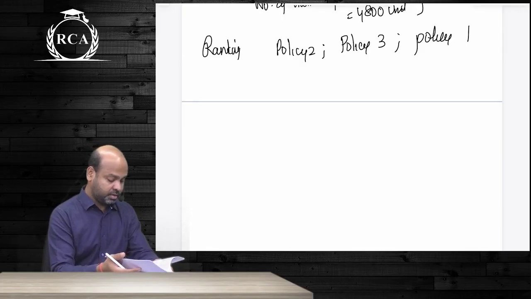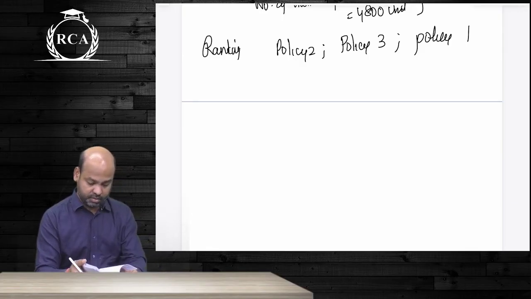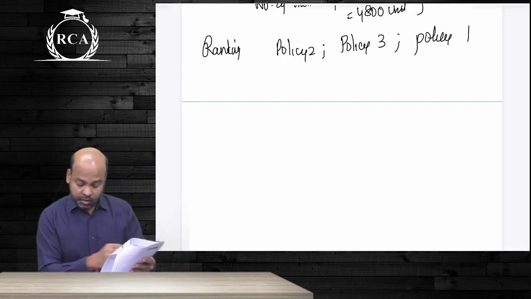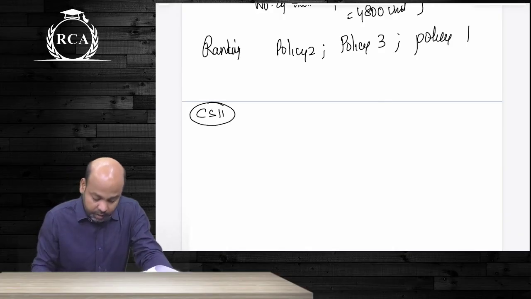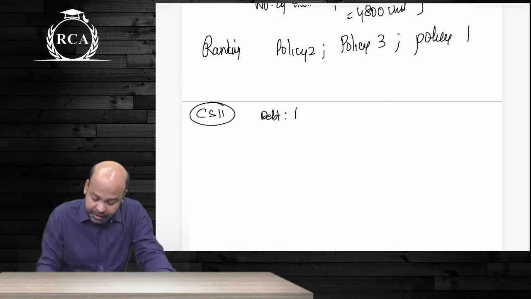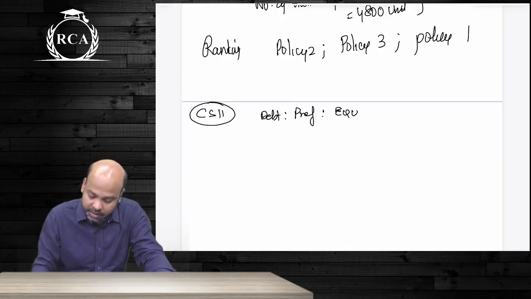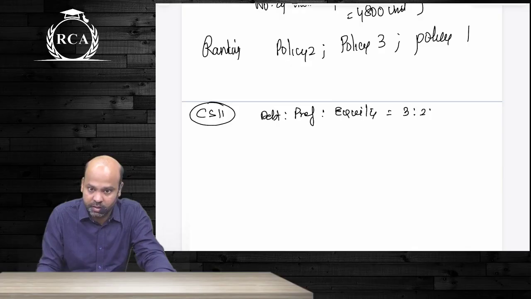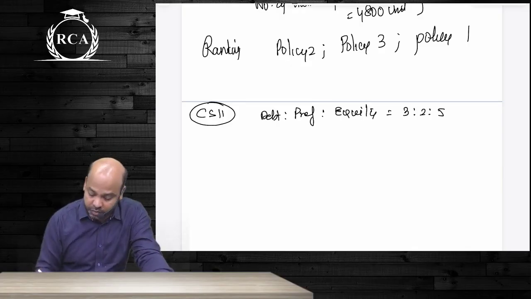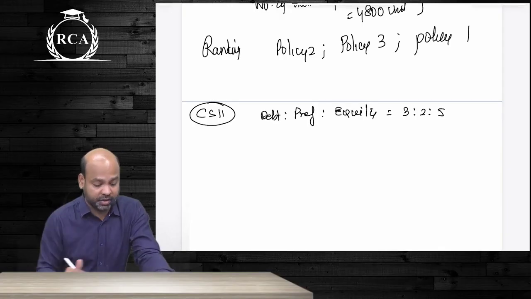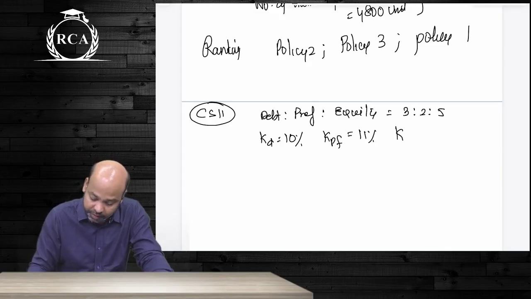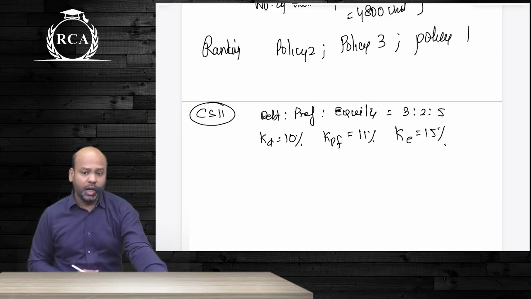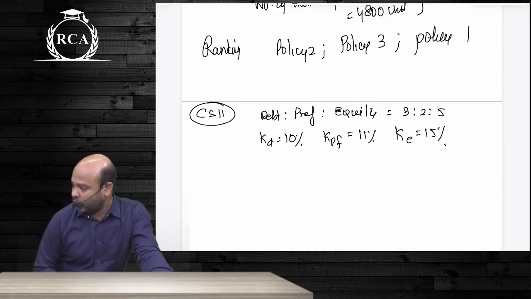What is the page number? This is case scenario 11. The ratio of debt, preference and equity is given, and that is 3:2:5. Using this ratio, and the last sentence of the question talks about after-tax cost of debt, which is 10%, after-tax cost of preference share capital is 11%, and cost of equity is 15%. One line answer. You just have to arrive at your overall discounting rate.